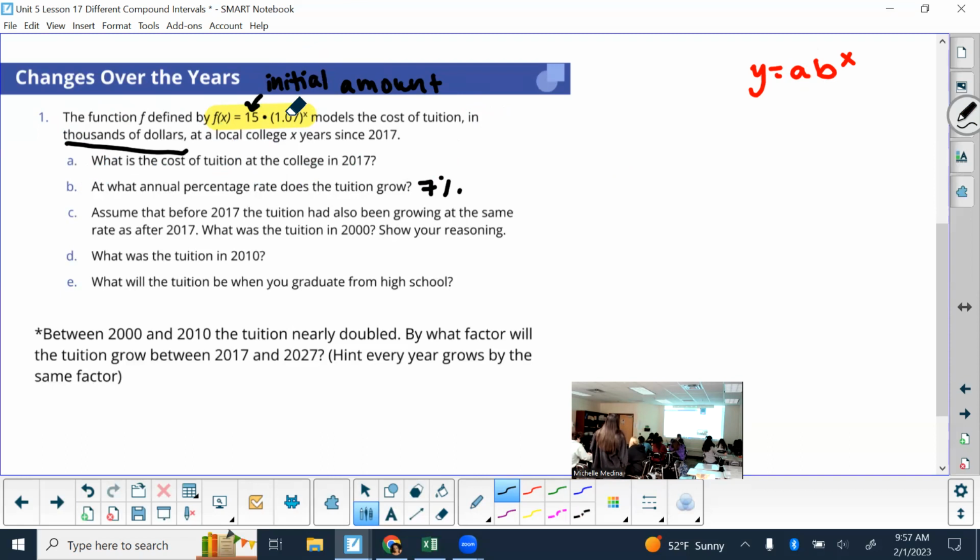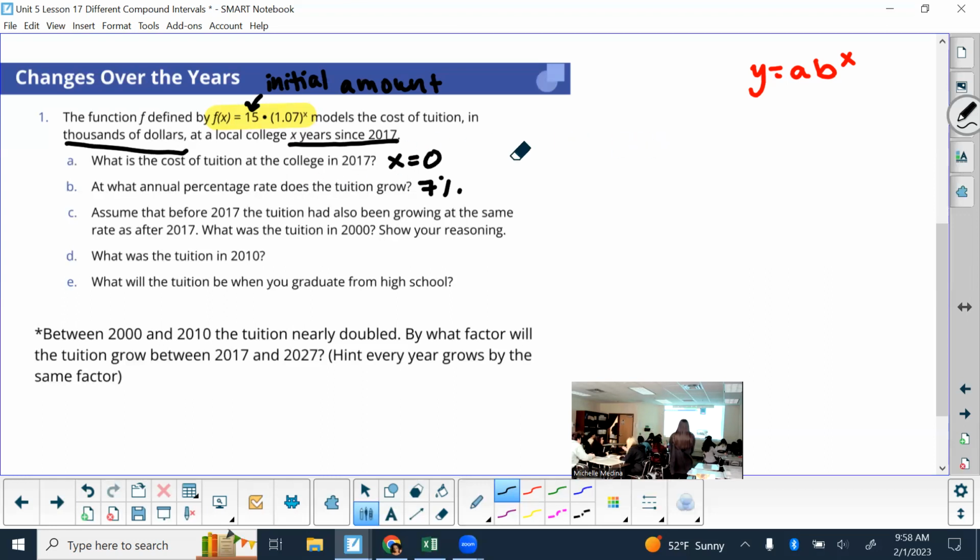All right, and then the X is years since 2017. So if we're trying to find the cost of tuition in 2017, then what is X going to be? Is it going to be 2017? What is it going to be? 0, because it says X is years since 2017. So 2017 to 2017 is 0 years. Make sense?